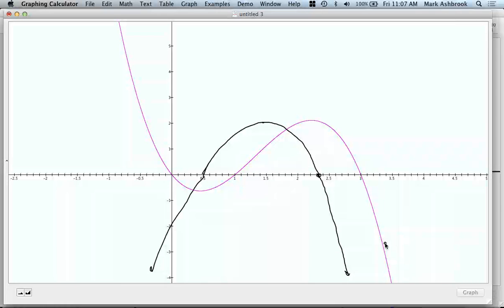Okay. Now, I'm going to leave that up there. And now go back to the original function. I'm going to tell you that the original function is a rate of change function. This is the rate of change. And I want you to sketch accumulation. So the purple graph is now rate of change. I want you to sketch the accumulation graph. See if you can do it.